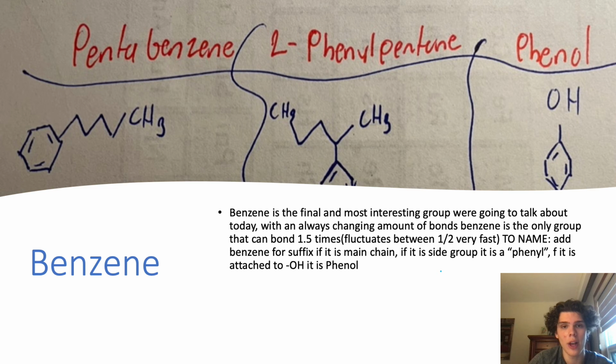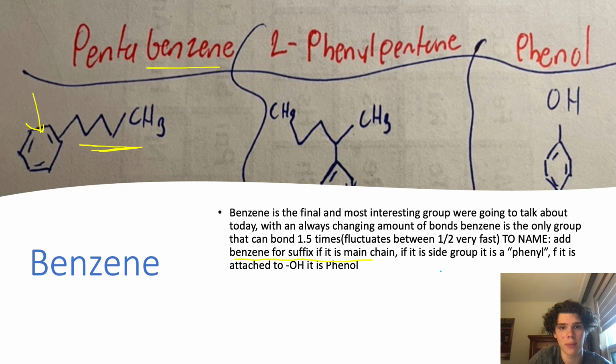Benzene is the final and most interesting group that we're going to be talking about today. With an always changing amount of bonds, benzene is the only group that can bond 1.5 times, so it fluctuates between 1 and 2 bonds very fast. To name it, add benzene as a suffix if it is just a suffix for a main chain, such as shown here. So here we have pentene, but we have a benzene added, so the suffix becomes benzene.